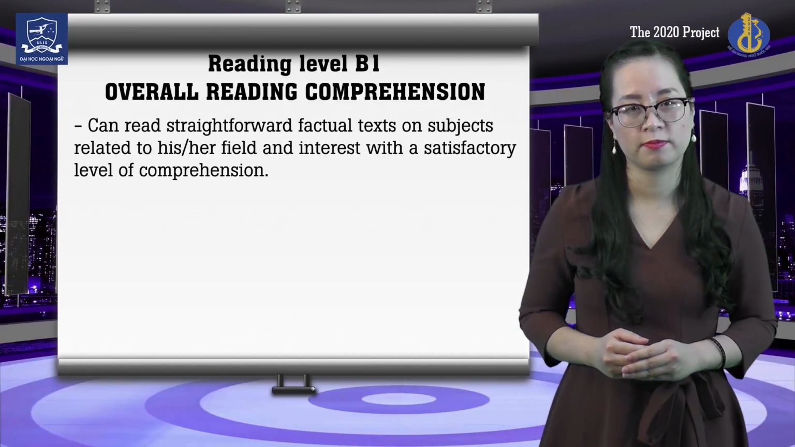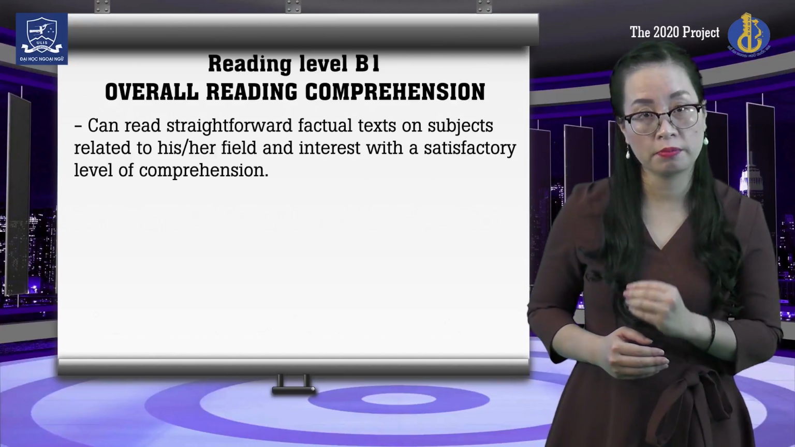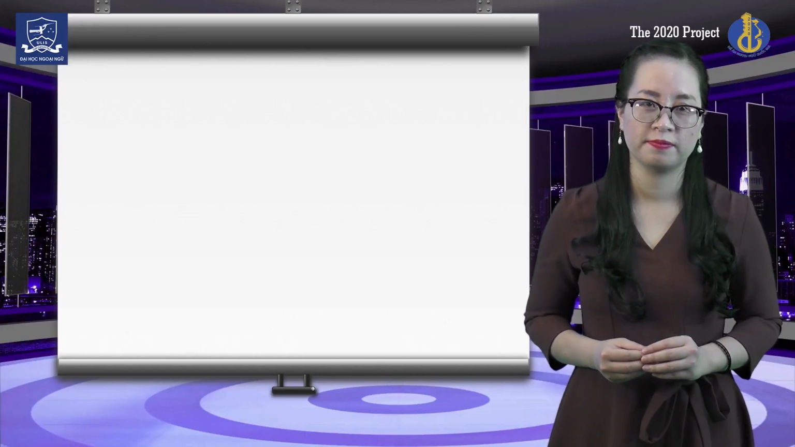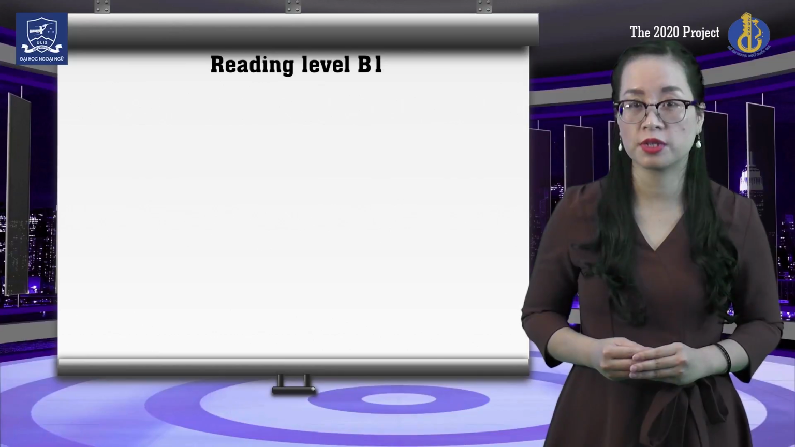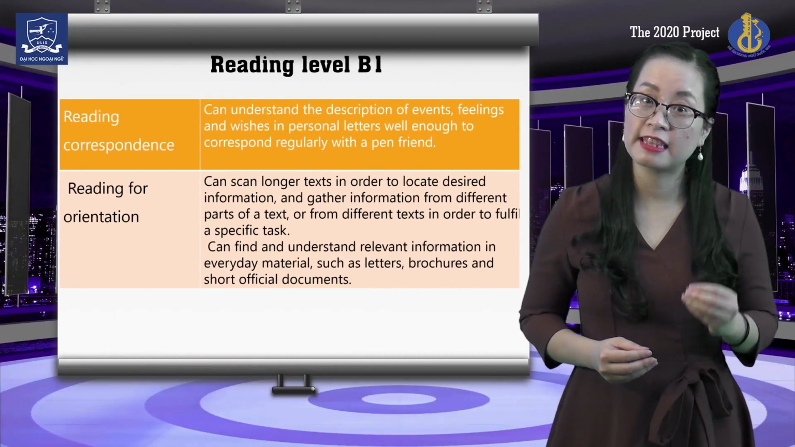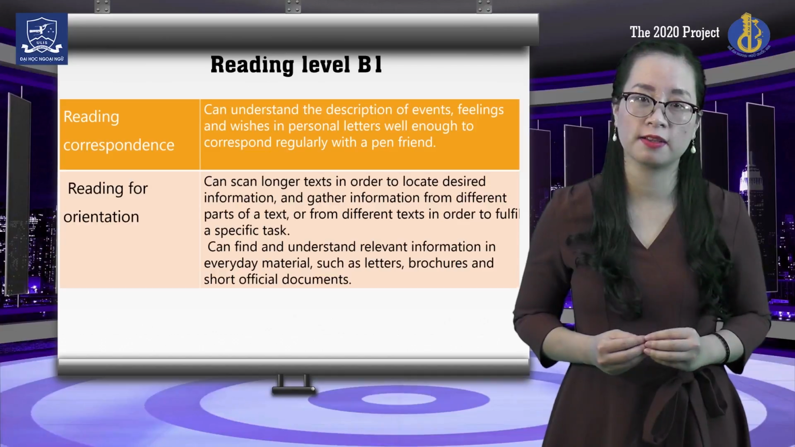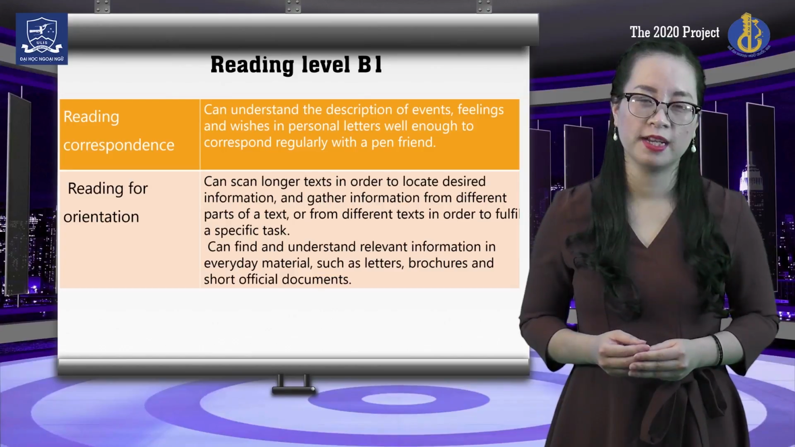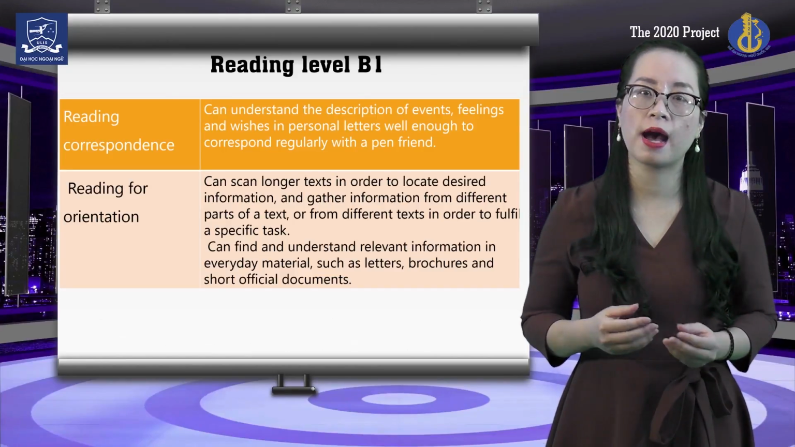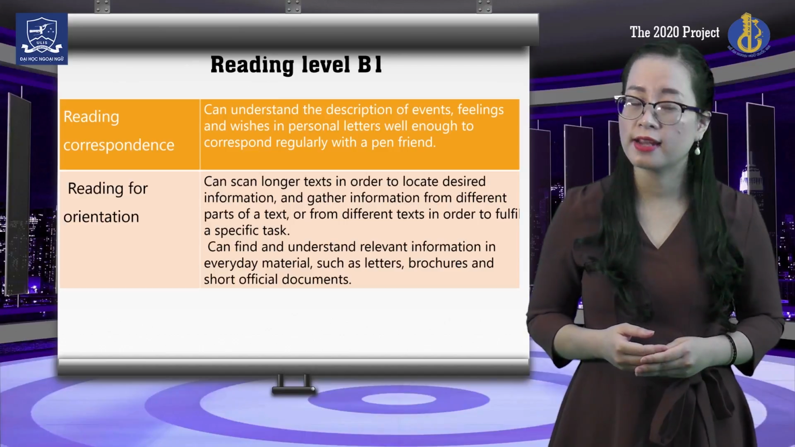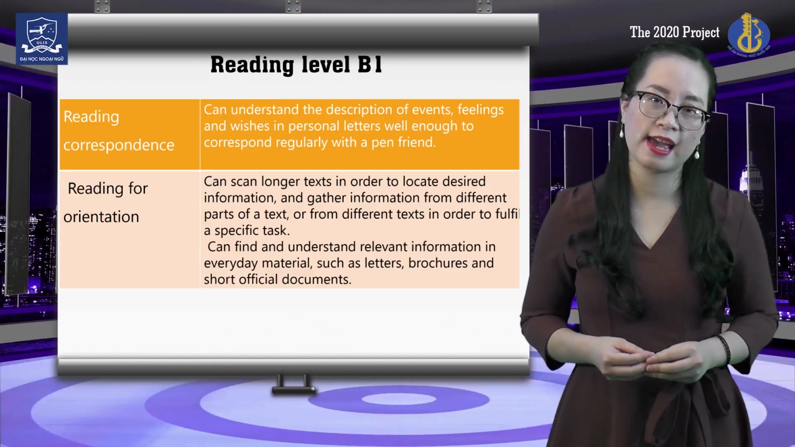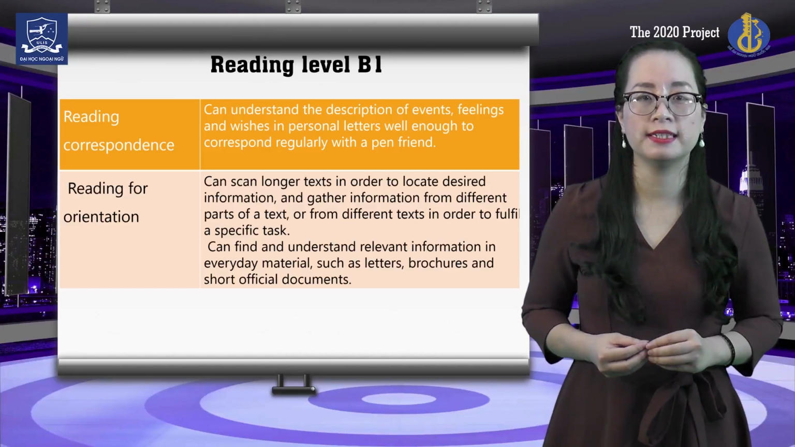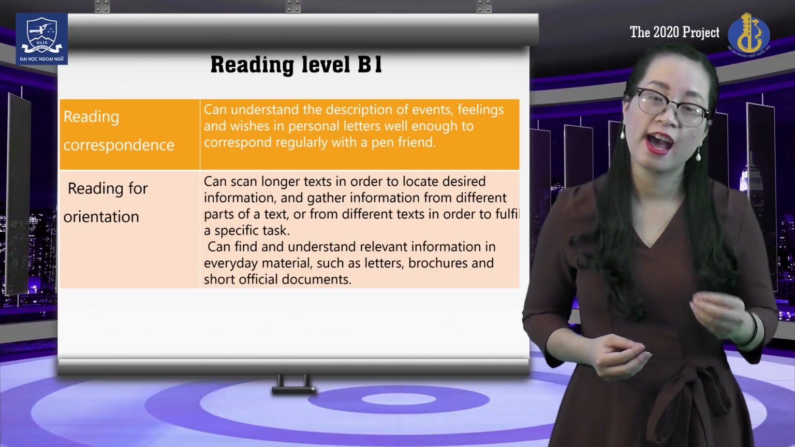A satisfactory level of comprehension means they can follow, though not necessarily in details, the significant points or relevant information of the text. For further details of reading at level B1, let's look at the descriptors of the subscales for reading. While talking about reading correspondence, a B1 student can understand the detailed description of events, feelings, wishes in personal letters. For example, they can correspond with a pen friend about the incident that their pen friend would never forget, with such details as when it happened, where the friend was, what happened, what the end was, and how their friend felt.